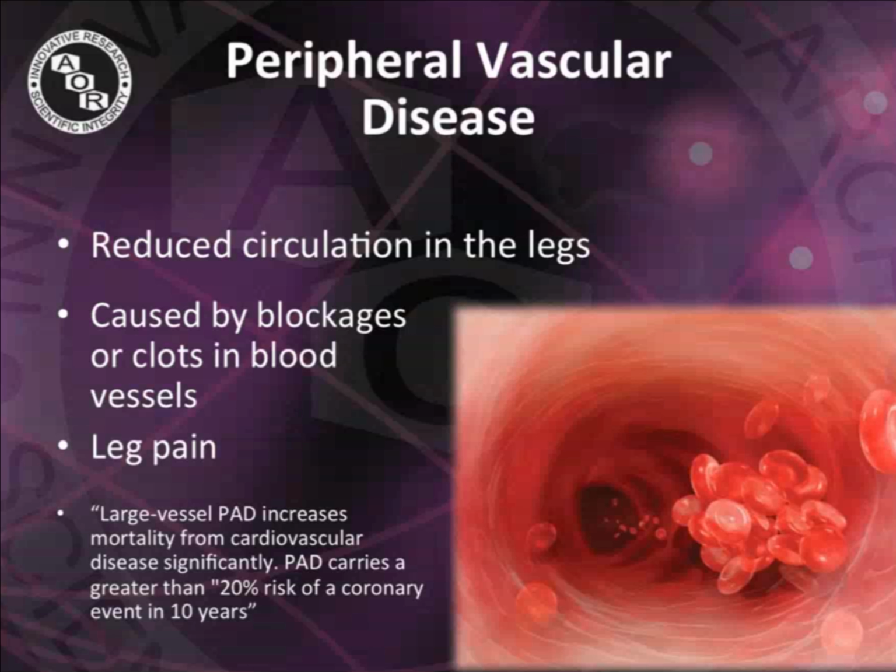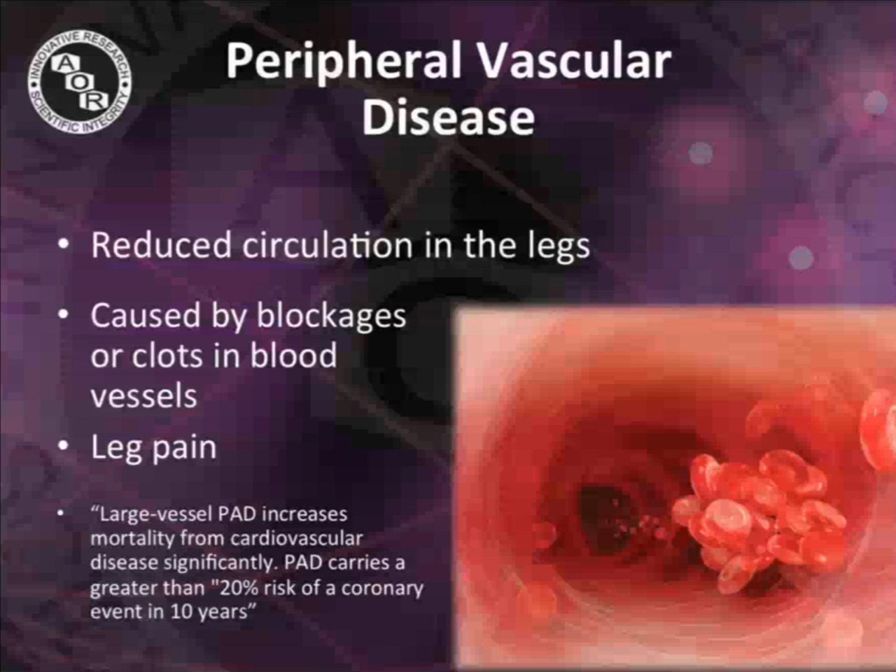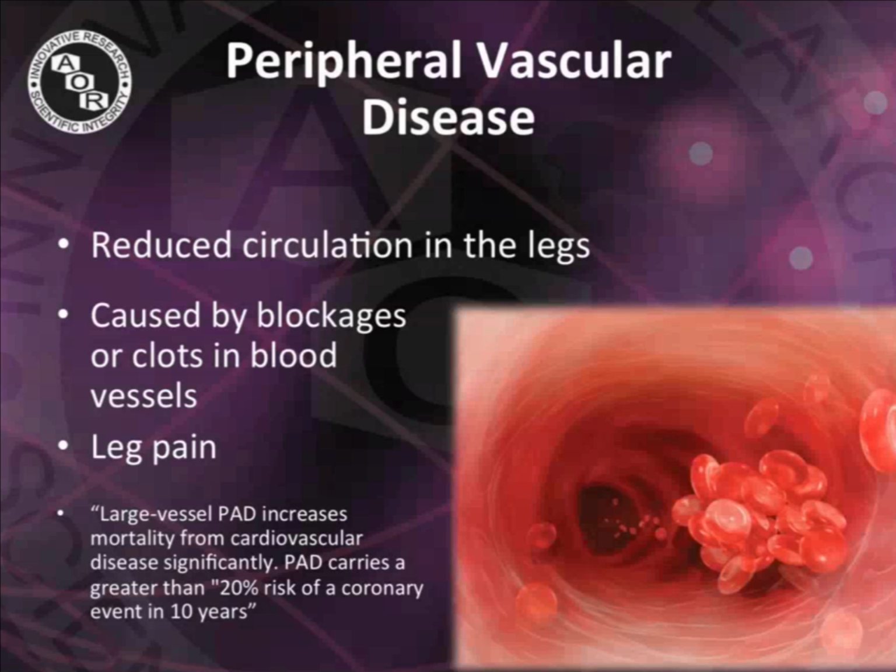It can also be found as heaviness, tightness, or tiredness in the muscles of the legs. And how this contributes to coronary artery disease or cardiovascular disease of the heart is that having large vessel peripheral artery disease increases mortality or death from cardiovascular disease significantly. Those who have peripheral artery disease have a greater than 20% risk of having a coronary event or a myocardial infarction within 10 years. So greater than 20% risk of developing a heart attack in 10 years for those who have peripheral artery disease.